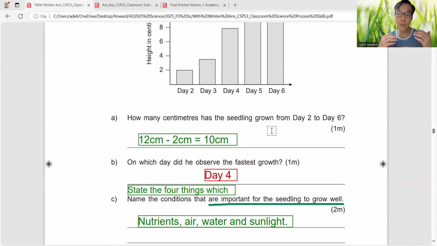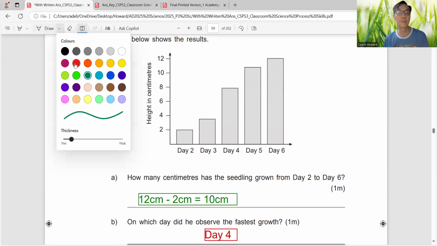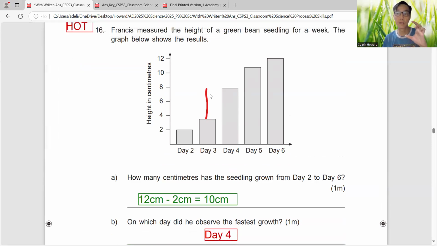Okay, next, on which day did he observe the fastest growth? Okay, what do you mean by fastest growth? That's when the difference is the biggest. So visually, you can estimate. You can see from day 3 to day 4, the jump is quite significant. You should use a pen to see this part. Okay, this gap is quite significant.